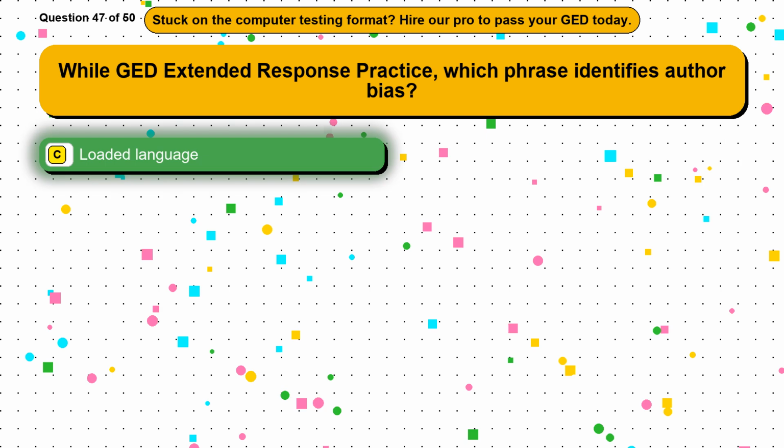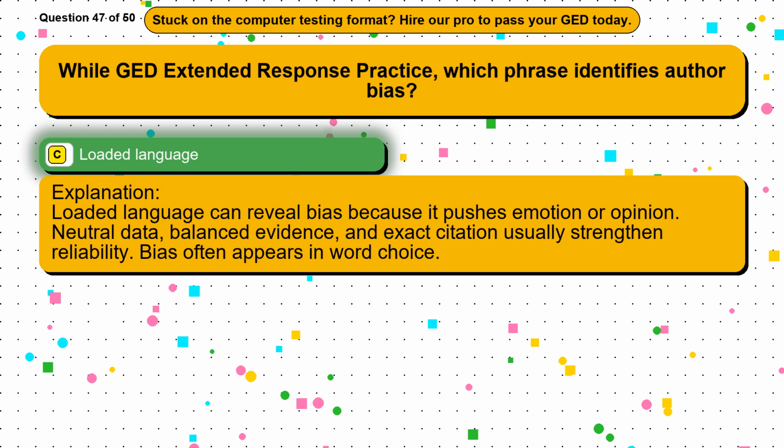The correct answer is option C. Loaded language can reveal bias because it pushes emotion or opinion. Neutral data, balanced evidence, and exact citation usually strengthen reliability. Bias often appears in word choice.